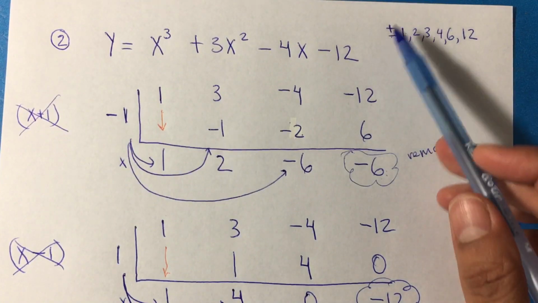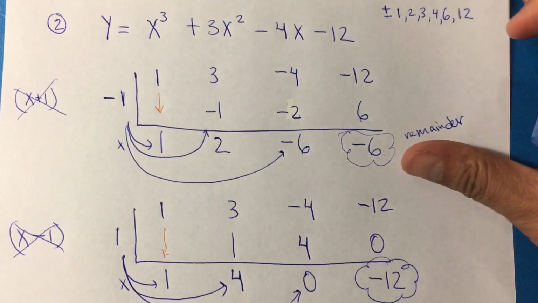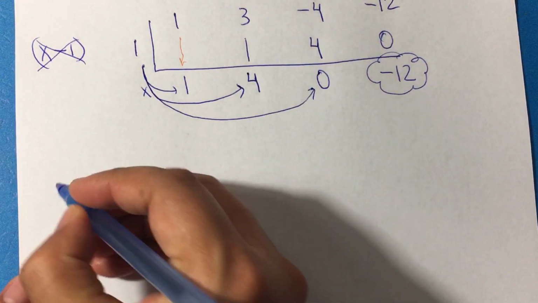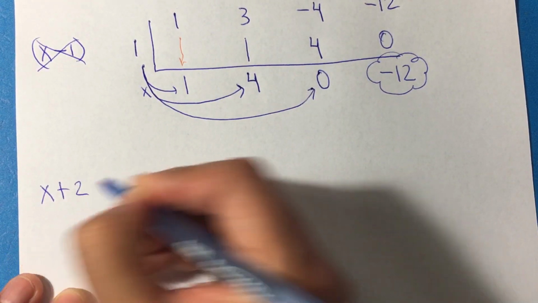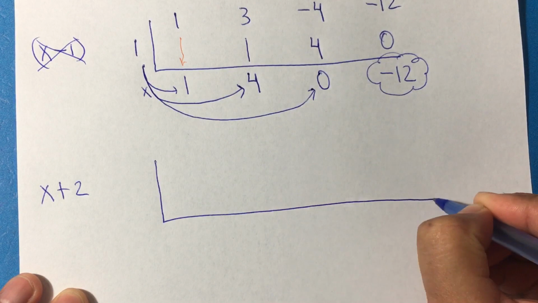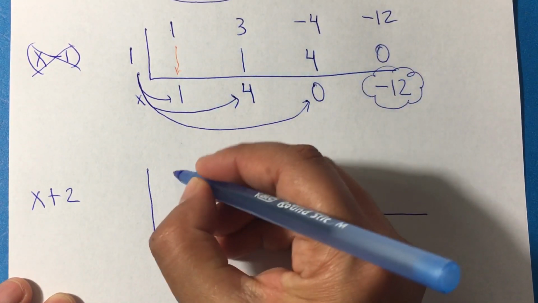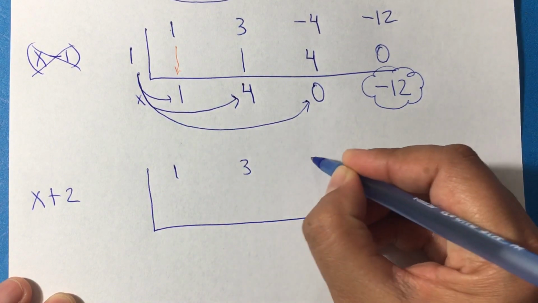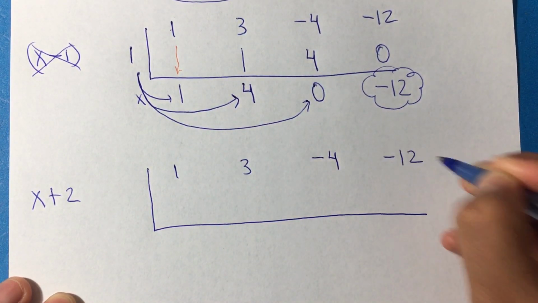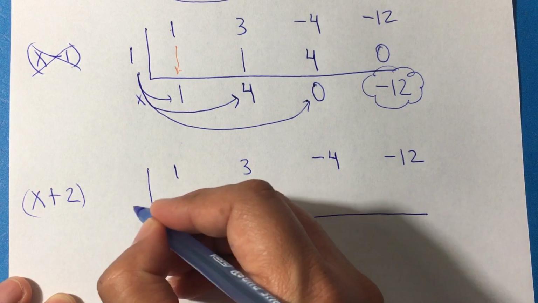Now let's try positive 2. So x plus 2. Because we were not able to find an answer, we continue to use the same coefficients. So 1, 3, negative 4, negative 12. The opposite is negative 2.